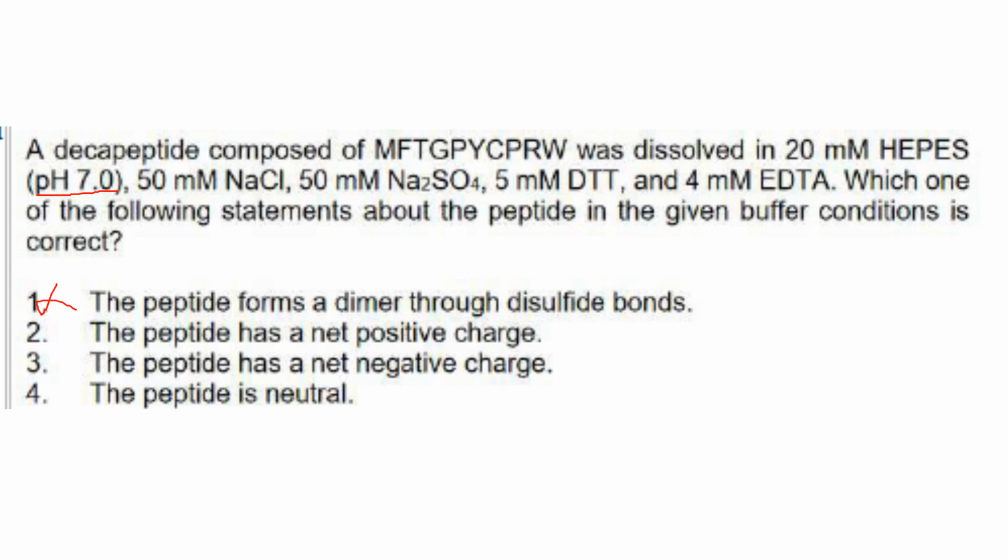The peptide has a net positive charge. That is correct because arginine is present here and at pH 7 arginine has a net positive charge. Others are not charged groups. Okay. The peptide has net negative charge. That is also not correct. The peptide is neutral. That is also not correct. So 2 is the answer.